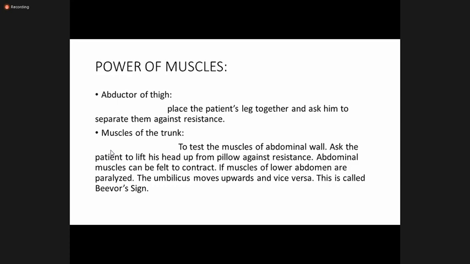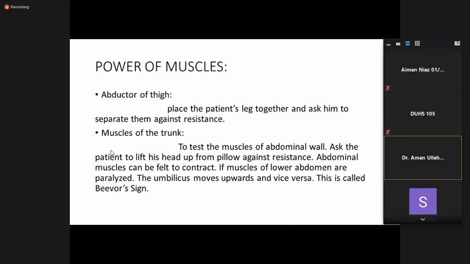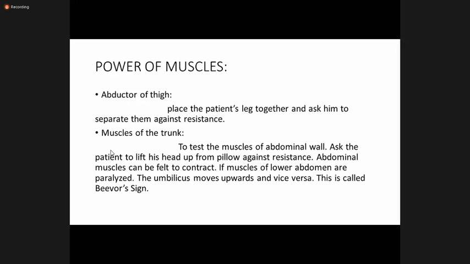If you would like to check the power of the muscles of the trunk, to test the muscles of the abdominal wall, ask the patient to lift his head up from the pillow against resistance. Abdominal muscles can fail to contract. If the muscles of the lower abdomen are paralyzed, the umbilicus moves upward, and vice versa. This is called Beevor's sign, used to check the power of the abdominal muscles.